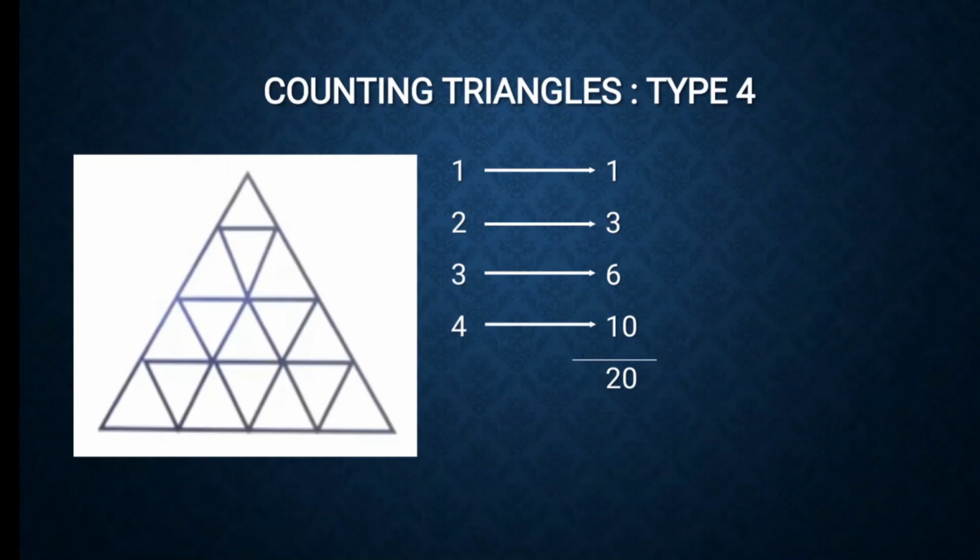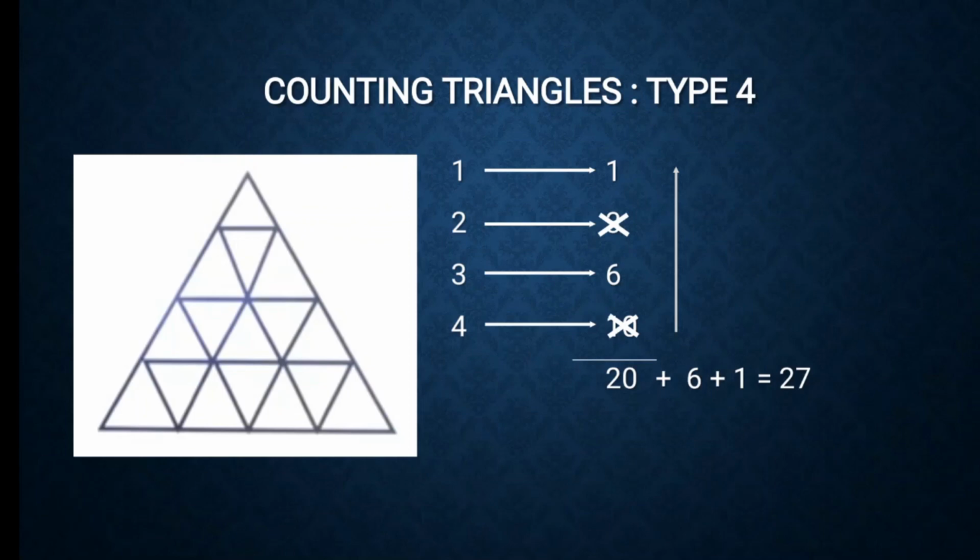This is not the answer. There is a second step after this. For these numbers you go from the bottom to the top, but you eliminate every alternate number. So starting from 10, we eliminate the first number, that is, 10 itself. After that we'll count 6, and again we'll skip 3, we'll eliminate 3 and we'll take 1. We'll add these numbers also to 20. So the actual answer is 20 plus 6 plus 1, which is 27. There are 27 triangles in this figure.